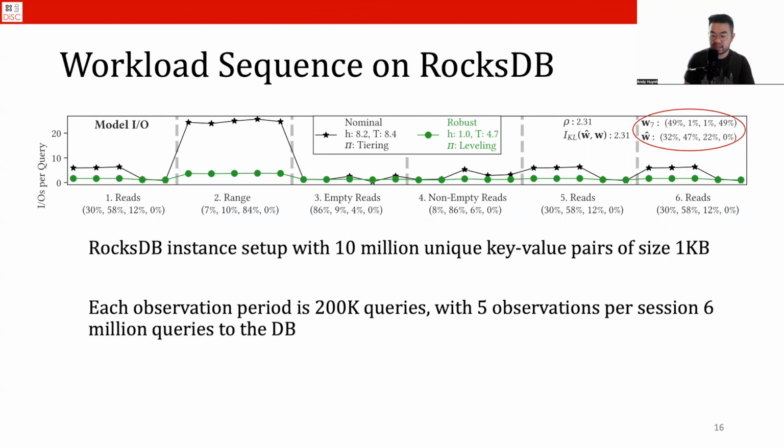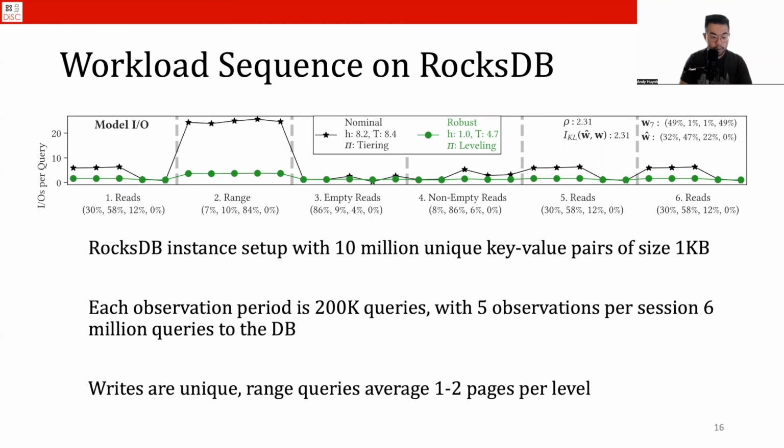Then in the top right here, each tuning problem, both the nominal and the robust, is given a particular expected workload, in this instance, W7. And then the average of all workloads across all sessions is our actual observed workload, W hat. The expected and observed rho in this instance are matched, so this is the ideal case. And as a quick caveat, all writes are unique and range queries are short range queries.